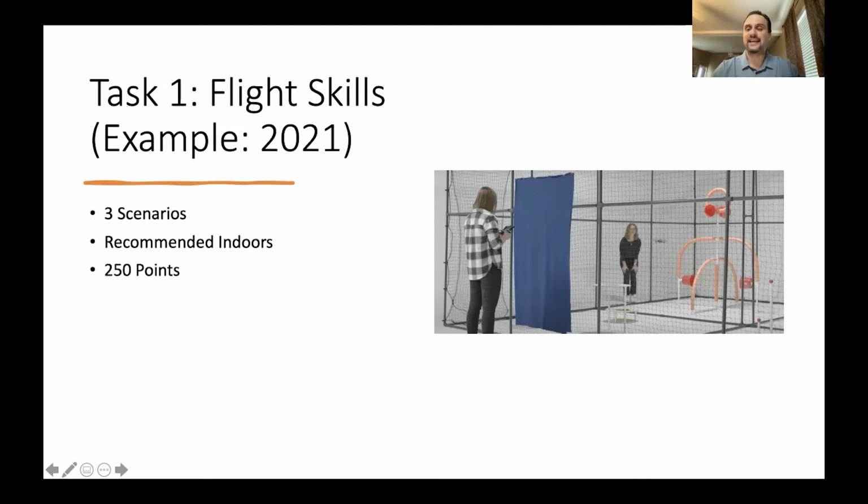So that is one of three scenarios in the 2021 competition. And just to be clear, the 21 competition is going to be different than 22, than 23, than 24, than 25. So this is what they did this year, but it will change year to year. I'm just trying to give you an idea of what to expect.